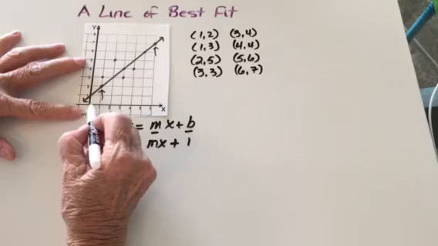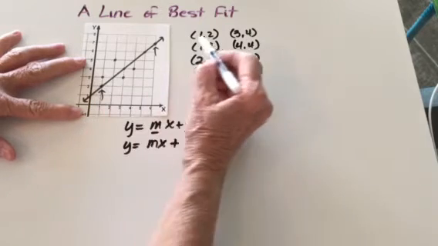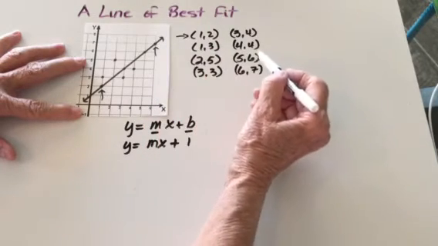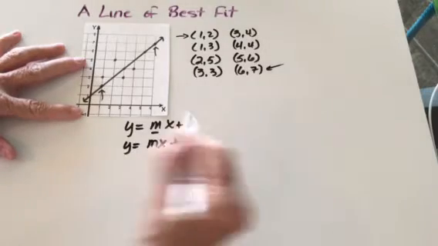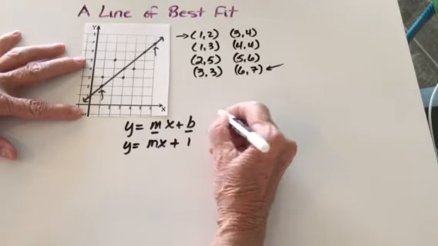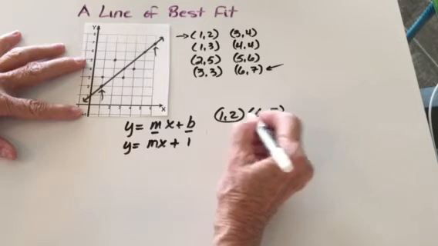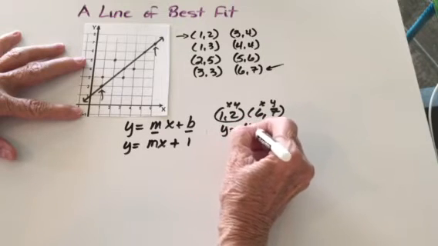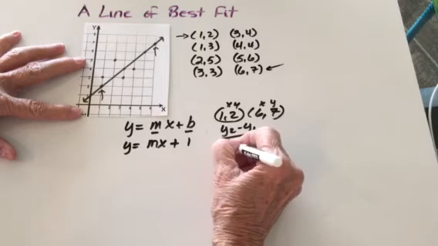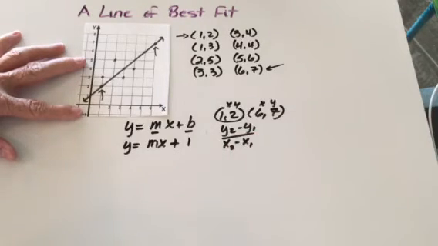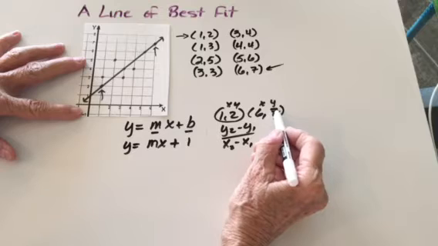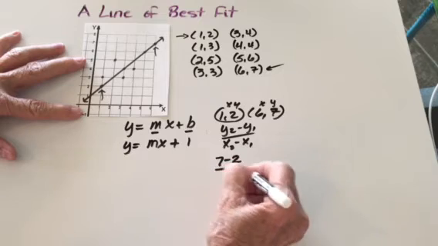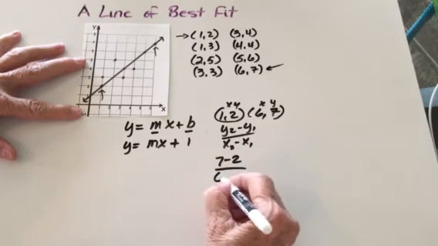All right, what is this point? Well, this point is 1, 2. So that point is this one right here. And what is this guy over here? 6, 7, right? Well, it's this guy right here. So 1, 2, and 6, 7. This is x, y, x, y. Remember, y2 take away y1 divided by x2 take away x1. What is y2? It's 7, isn't it? So 7 take away 2 divided by 6 take away 1.